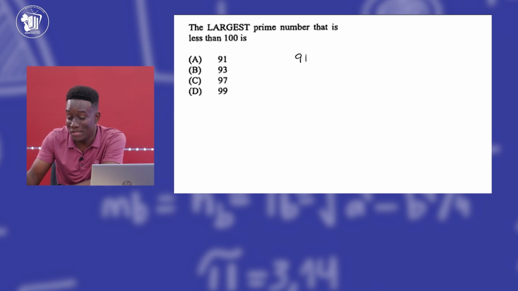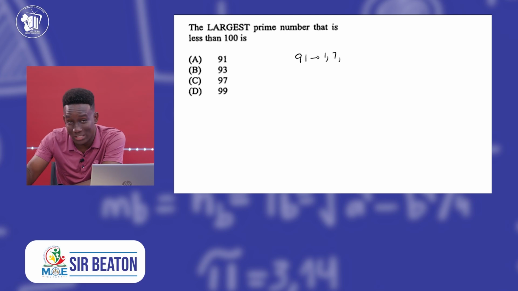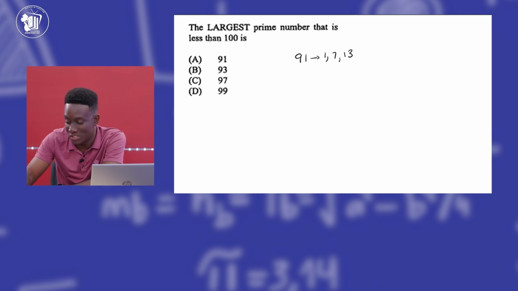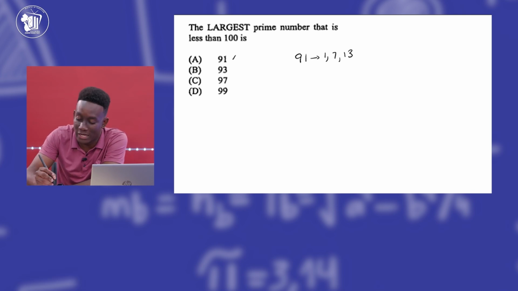Many may get carried away and think that, oh, 91 looks like a prime number. But let's think about the factors of 91. First of all, one factor of 91 is 1. And also we see 91 has a factor of 7, because 91 divided by 7 is 13. So 13 is a factor. So already 91 is not a prime number because we have more than 2 factors.